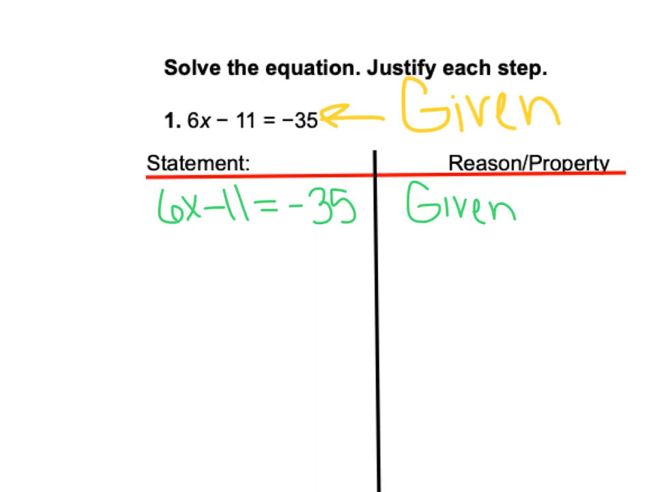So the first thing that we are going to do to solve this equation, well, what would we do? We would add 11 to both sides. So we don't actually show all this, so I'm going to add 11 here. And we end up at, our next step is 6x equals negative 24. So what did we do to get from the first green step to the second green step? We added 11. What's that called in our properties? That's called the addition property of equality.